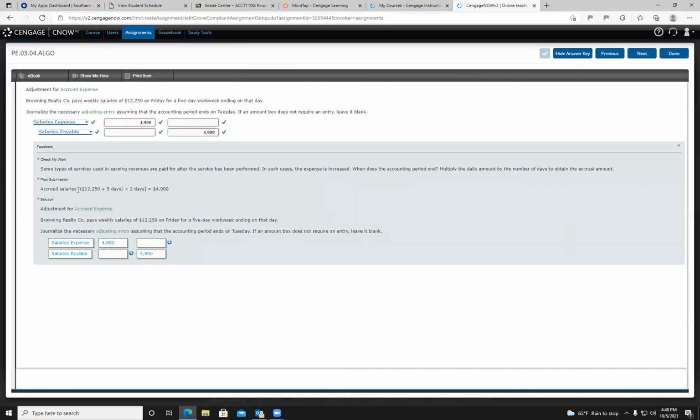Again, here's that equation so you can see how it was calculated and how that number came up. We took the 12,250, divided it by 5 because it was a 5-day work week. Then we multiplied it by 2 because that was the number of days left in the accounting period, because the accounting period ended on a Tuesday. So we're going to have to capture those 2 days' worth of salary expenses to put on the books before we can close that accounting period. And we offset it with a payable because on payday, which is Friday, we'll take it out of accounts payable and actually reduce cash when we process payroll.